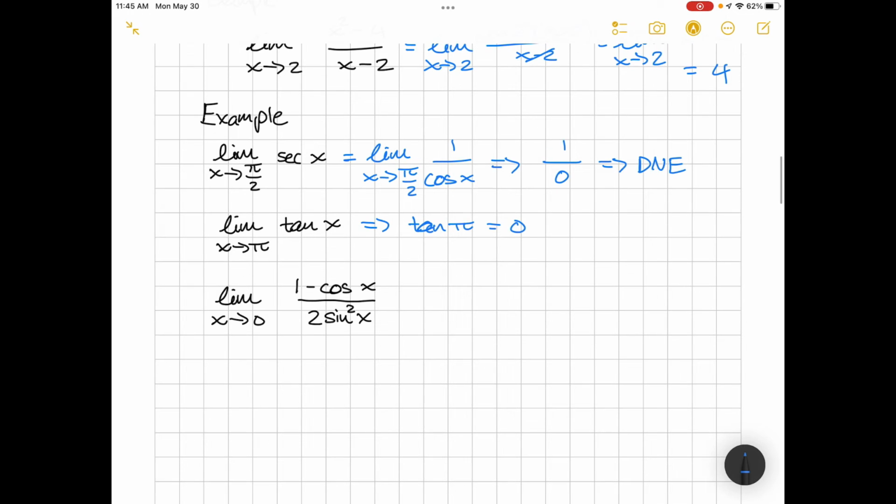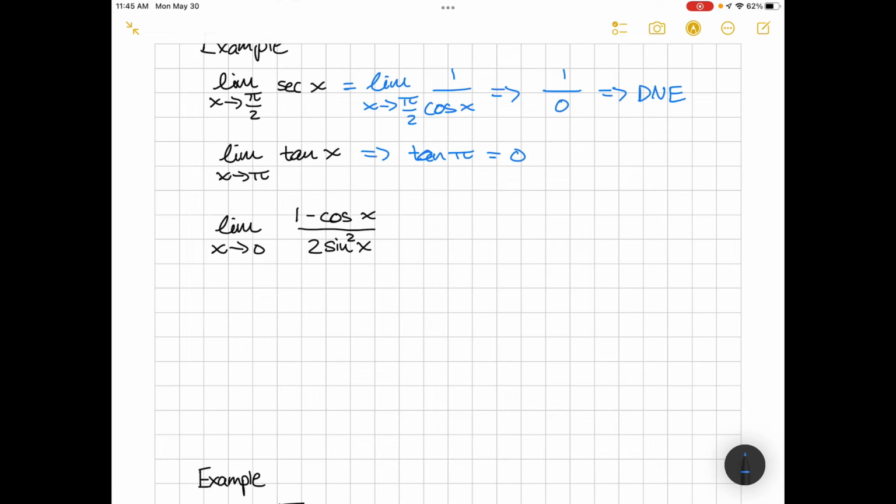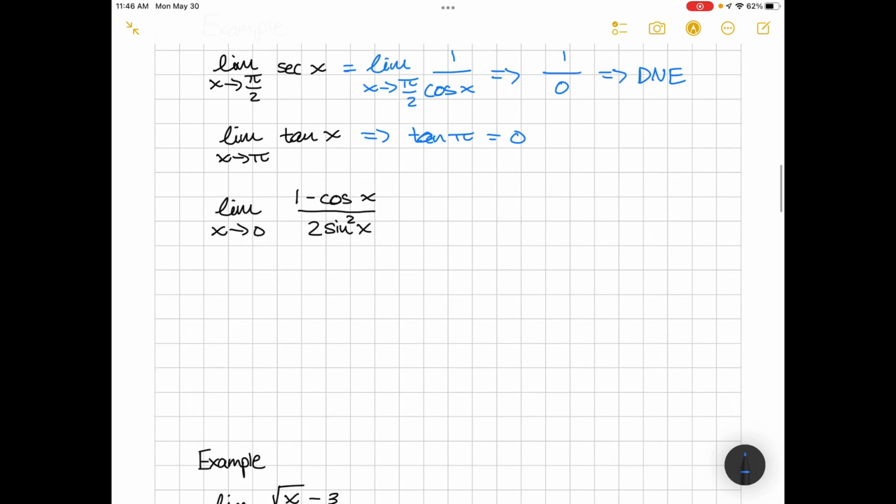Now let's look at the last one. This last one is a little trickier, but we can still do it. If we plug in 0 for x, we see that this limit goes to 0 over 0, which means that we're going to have to do some algebraic rearrangement. And in this case, we're going to have to use some trig identities. So this is equal to the limit as x approaches 0 of 1 minus the cosine of x, and we have 2 times sine squared of x.